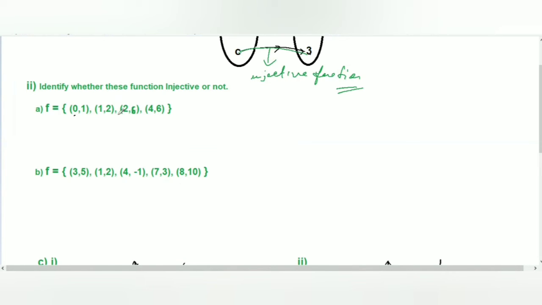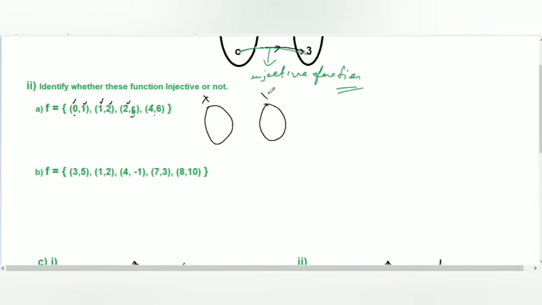See, this element represents the first element in X. So the first element's image is 1, the second element's image is 2. The second element is not repetitive. But here 2 and 4 have the same image, 6. So this represents a not injective function. But if you have any confusion, you can try it with a Venn diagram. So try to make a Venn diagram here.